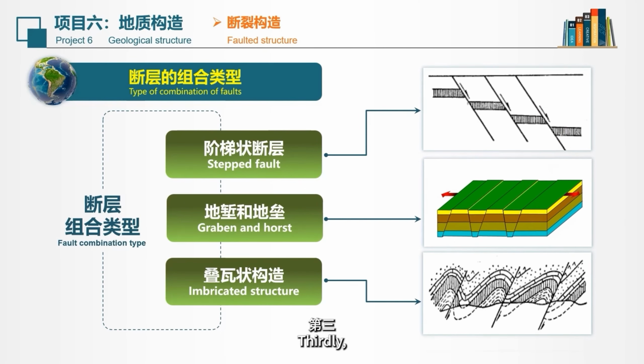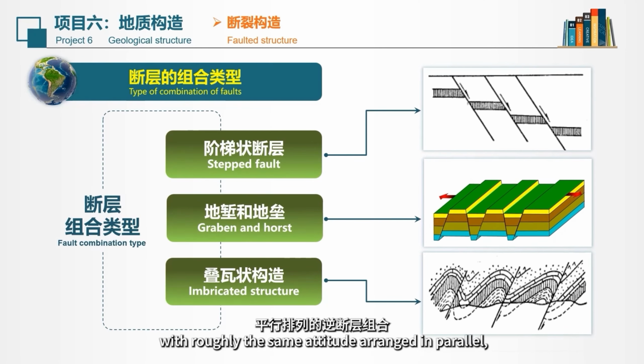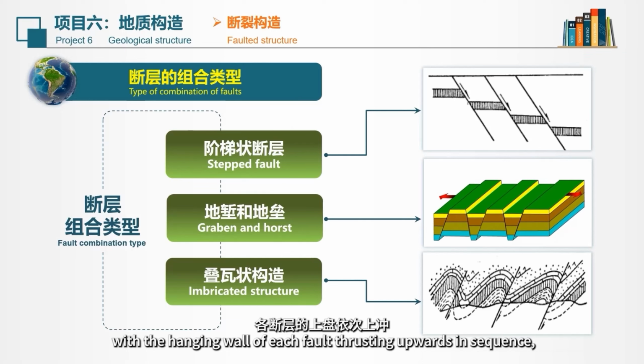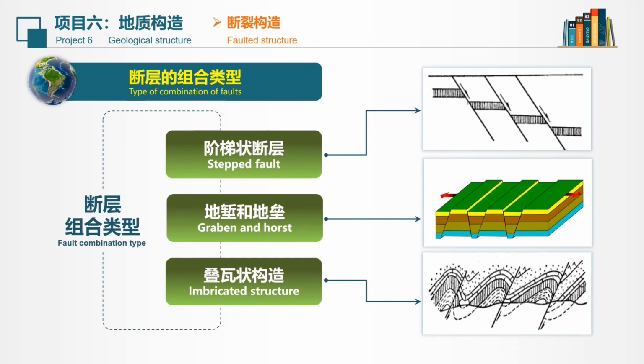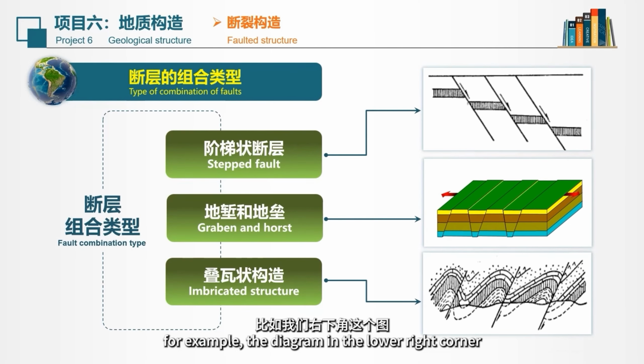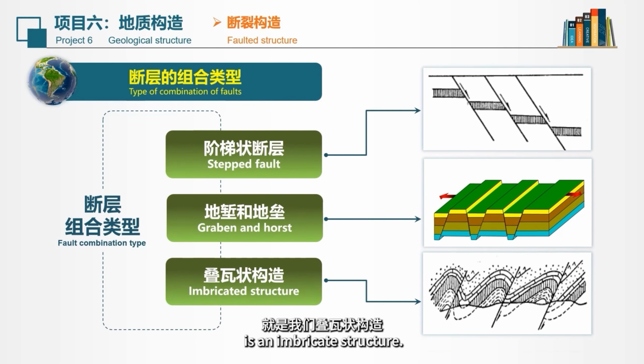Thirdly, imbricate structures refer to a series of thrust faults with roughly the same attitude arranged in parallel, with the hanging wall of each fault thrusting upwards in sequence, like shingles overlapping on a roof. For example, the diagram in the lower right corner is an imbricate structure.